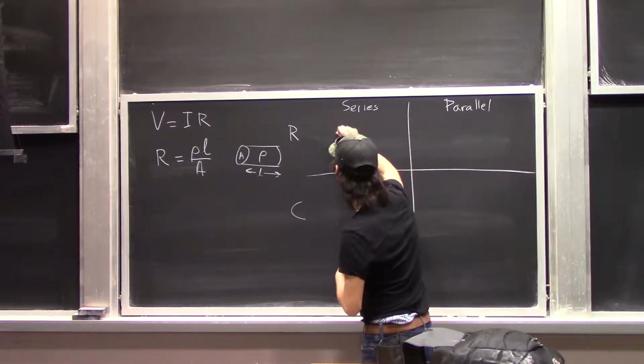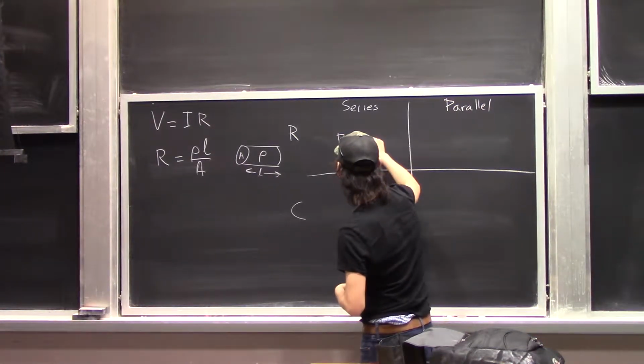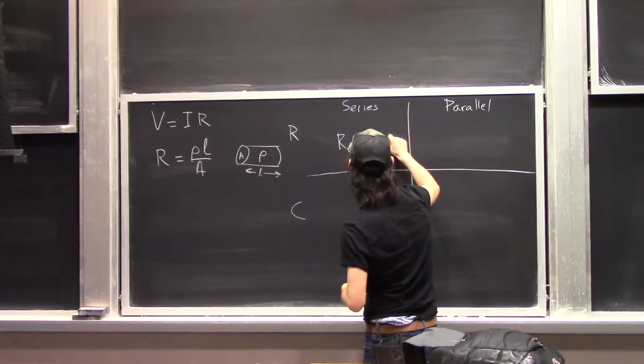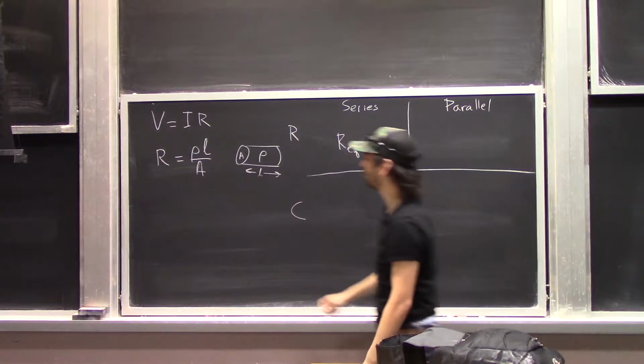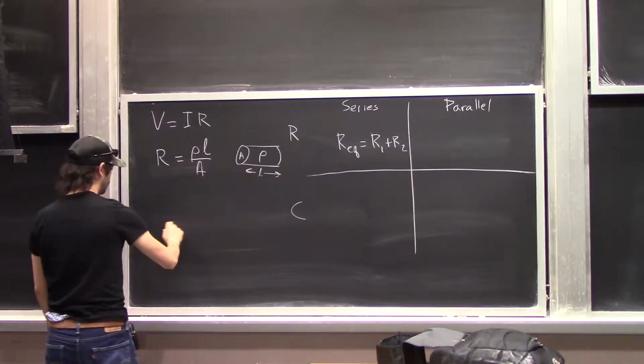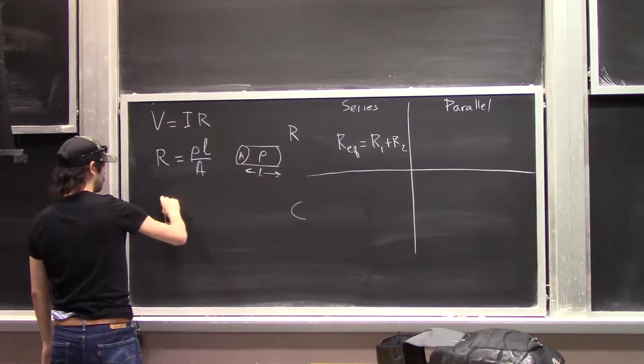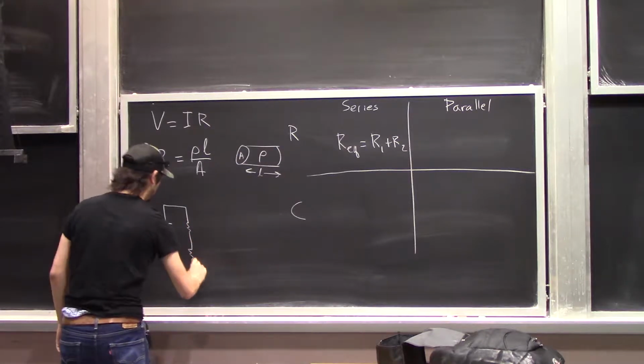In series, resistors just directly add, so the equivalent resistance is equal to the sum of the resistors. When I say something's in series, it's like having them sequentially one after another. An example of a series circuit could be something like this.